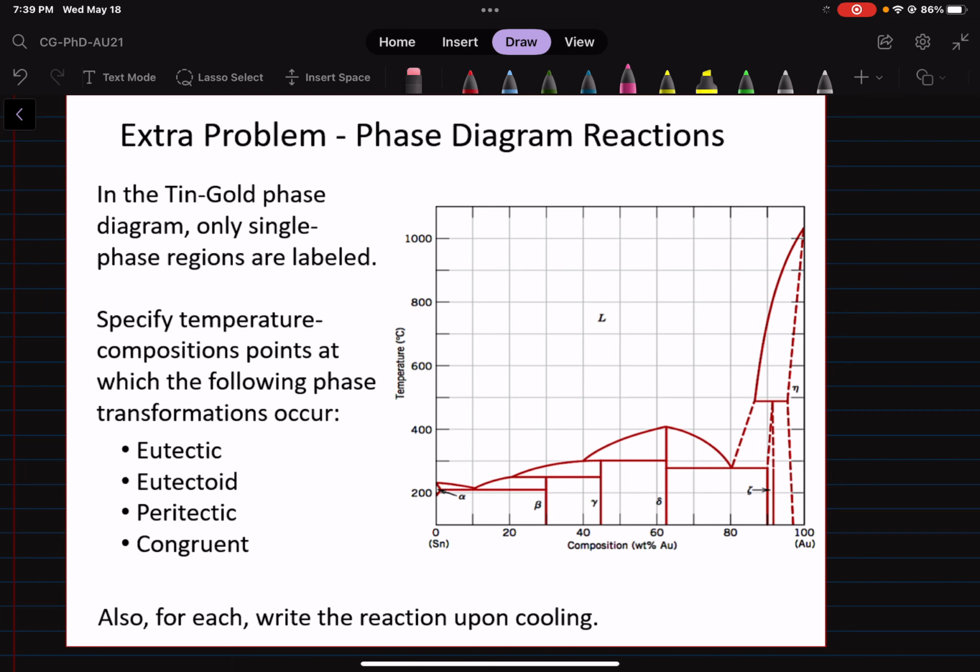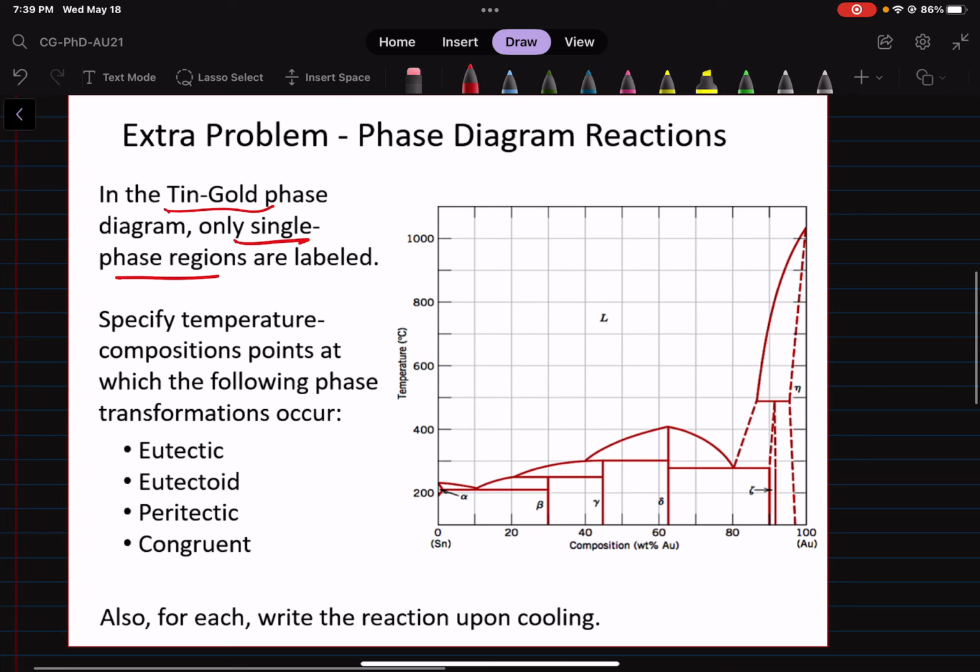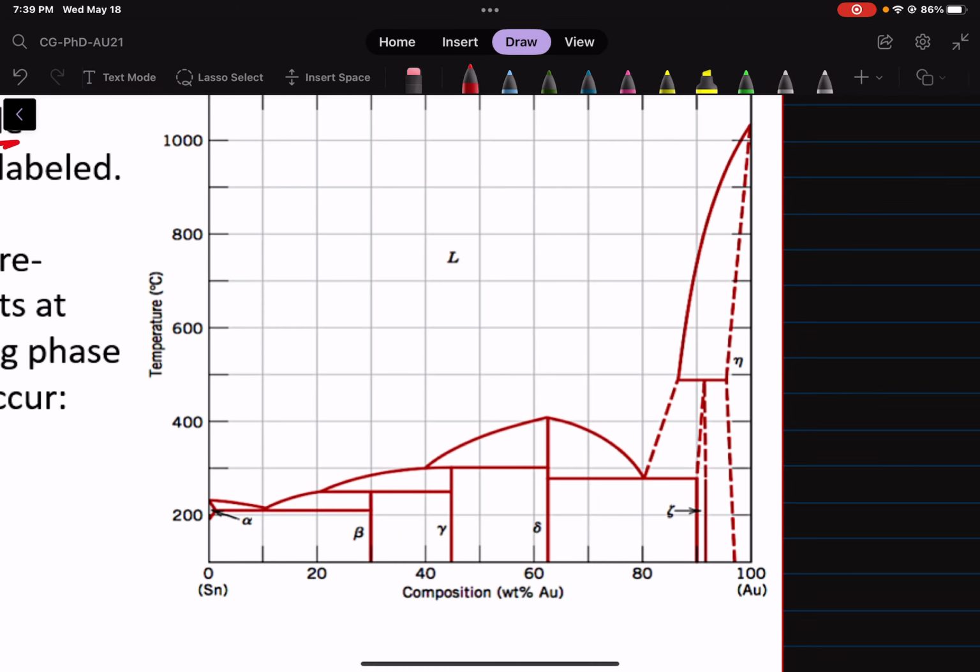This is given to you as a tin gold phase diagram where only the single phase regions are labeled, and you have to identify the different reactions and write down the reaction temperatures and their points. So first, let's try to label all the regions in this phase diagram that are not labeled already. The regions that are labeled are the single phase regions. So we'll try to label the remaining ones.